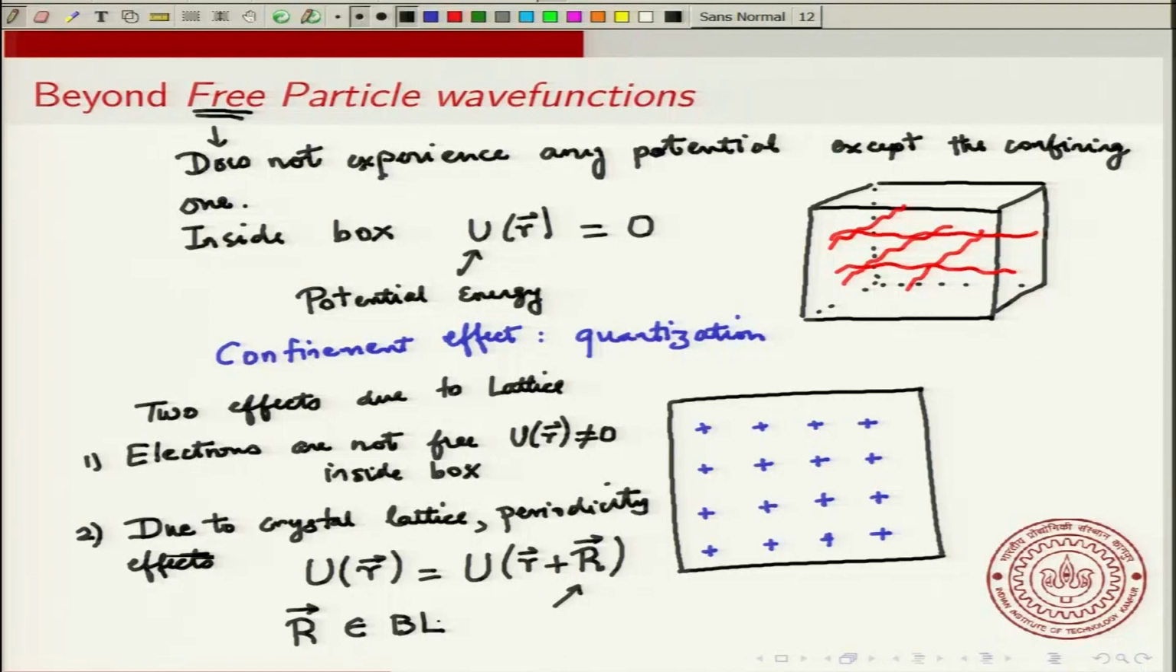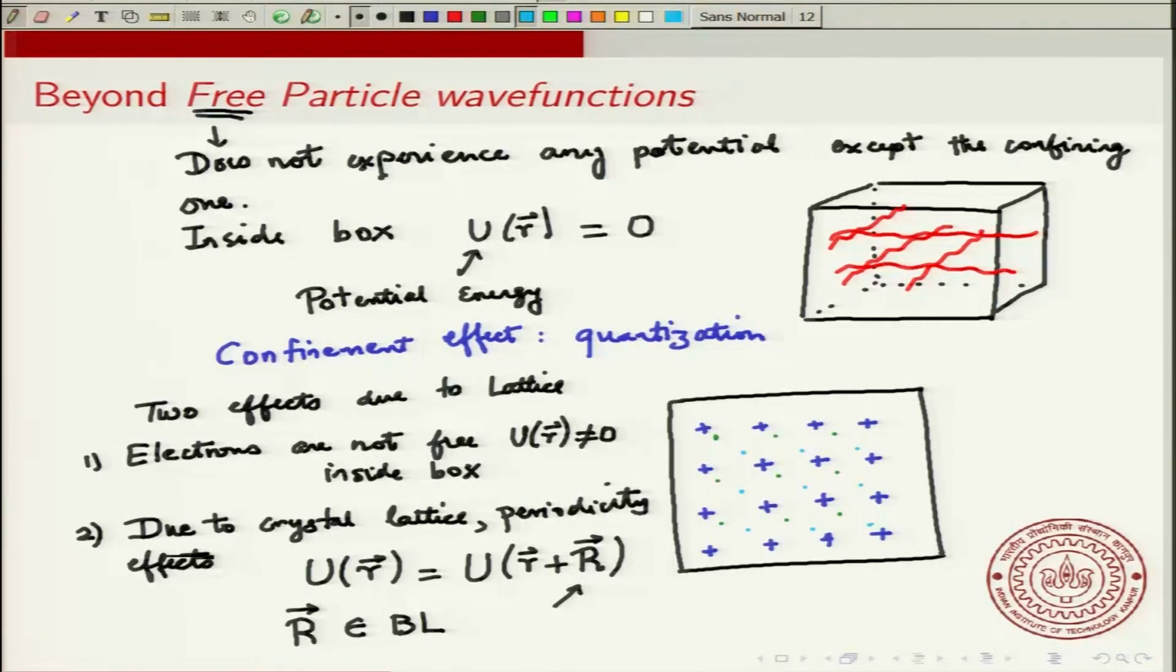That means the potential experienced by the electrons, whatever it experiences here will be the same here, the same here, the same here, and so on. Similarly, whatever it experiences at this point will be the same as what is experienced here. This is just due to the periodicity of the Bravais lattice.